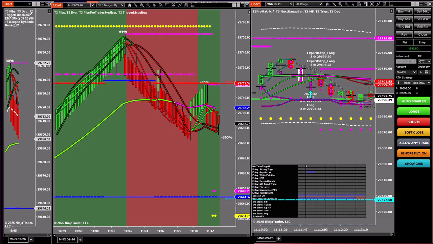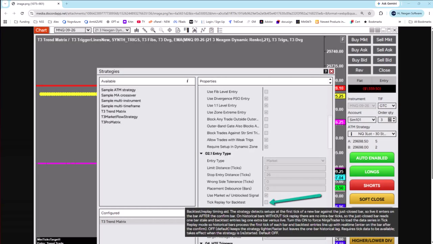Let me take a look. David, let's see what you got. Oh, well, okay, David, that's an easy one. Did you have tick replay enabled on your chart? I bet you didn't. So you have to have it on the chart, and you have to have it in the input for the strategy if you want tick replay for backtesting.